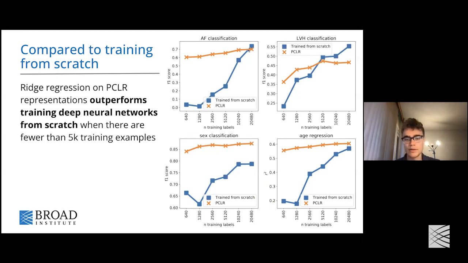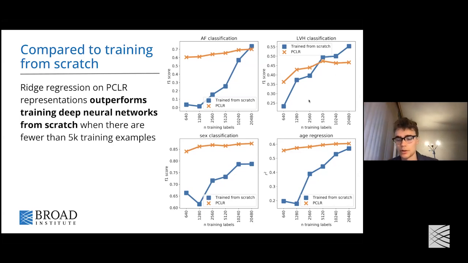But even up to 20,000 labeled data, Pickler is competitive. And again, we're not fine-tuning Pickler, so it's not comparing a fine-tuned neural network to a random initialization. It's comparing, you get to do logistic regression versus you have to design a whole neural network architecture. And then we can see similar trends, although with different crossover points for the different tasks we looked at.